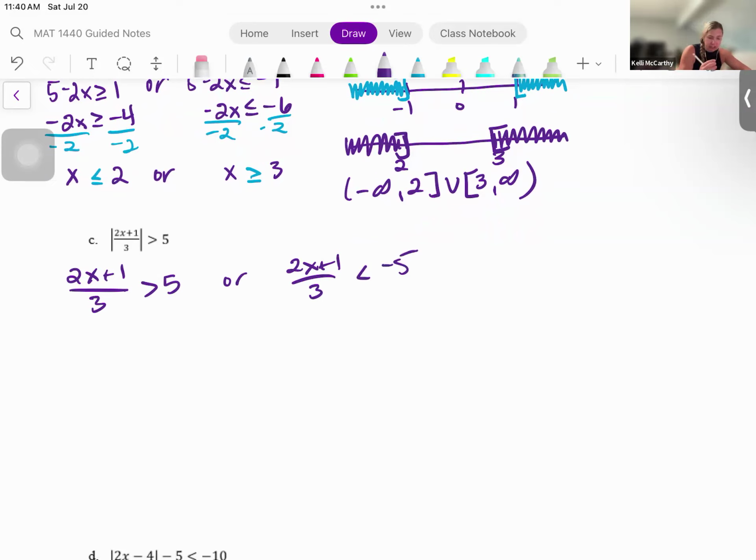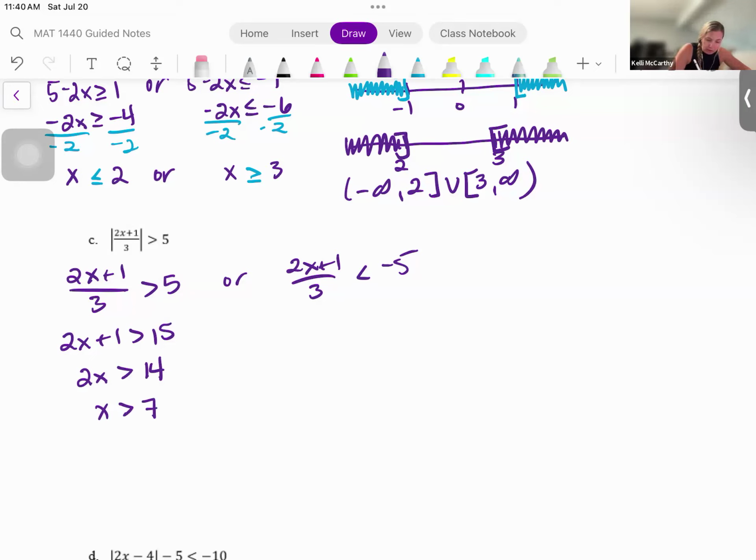Solving each of these, the first step is going to be to multiply both sides by 3. So we have 2x plus 1 is greater than 15. We're going to subtract 1 from both sides. So 2x is greater than 14. And now divide both sides by 2. X is greater than 7. We did not have to change that inequality symbol because we didn't divide by a negative.